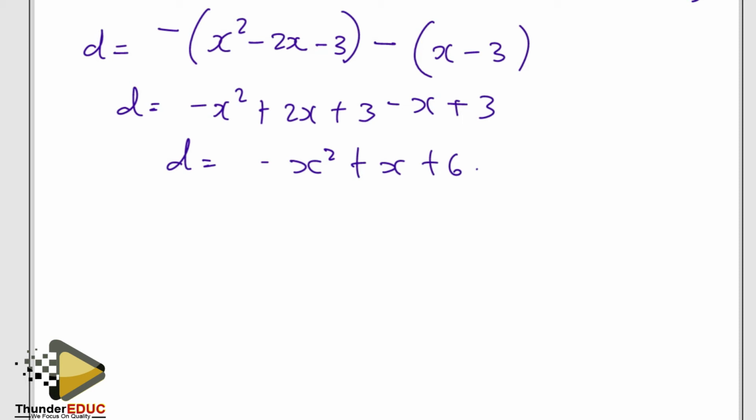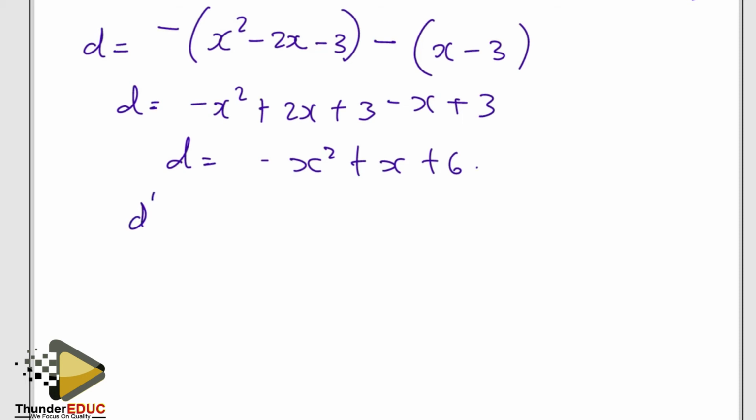If I use calculus, I'll find my d prime, which is going to be negative 2x plus 1 equal to 0. Move the 1 that side, negative 2x is equal to negative 1, which means at a point x is equal to 1. Sorry, x is equal to a half. That's where we're going to have our maximum displacement, or the maximum distance between the graphs.